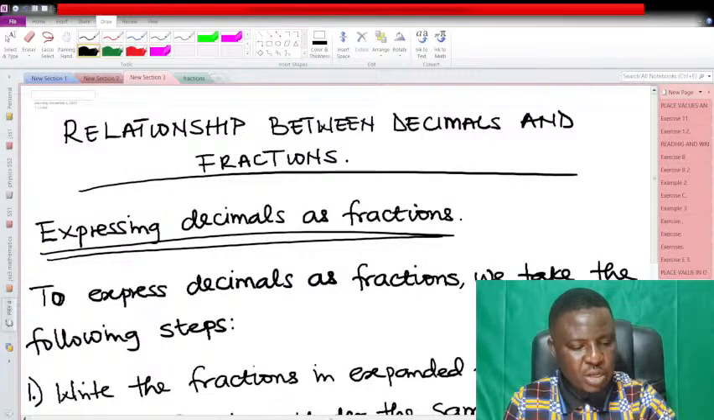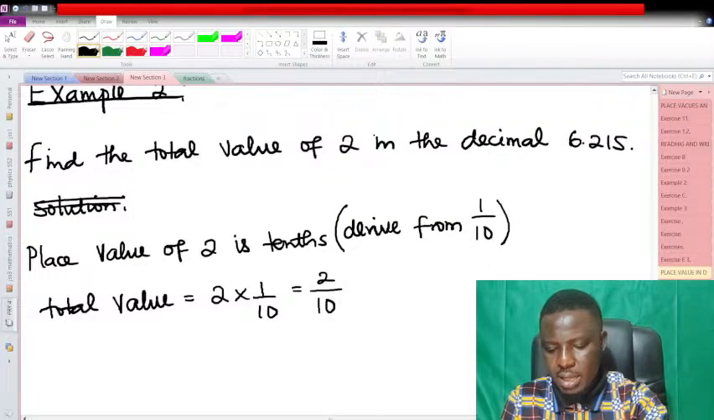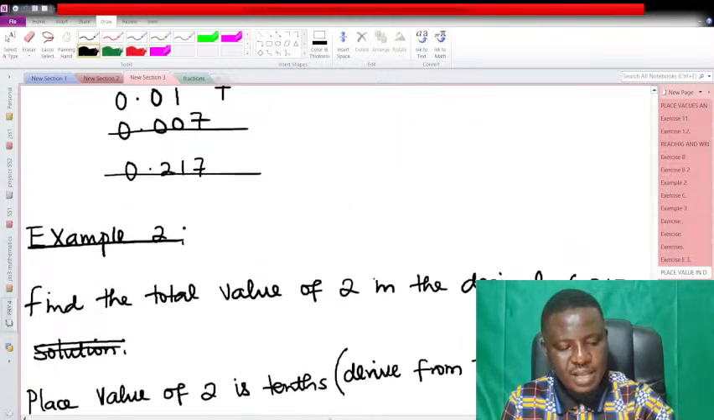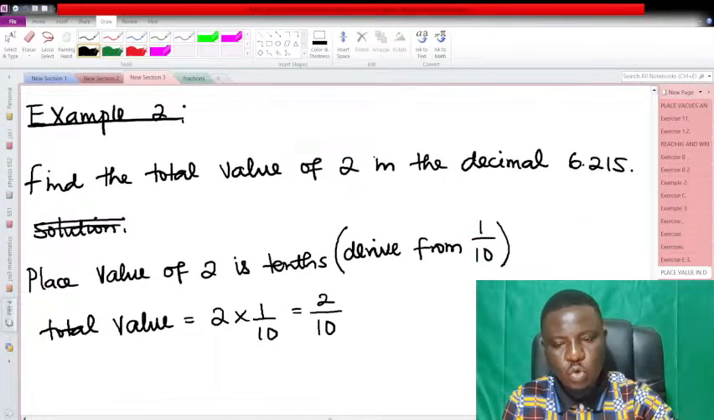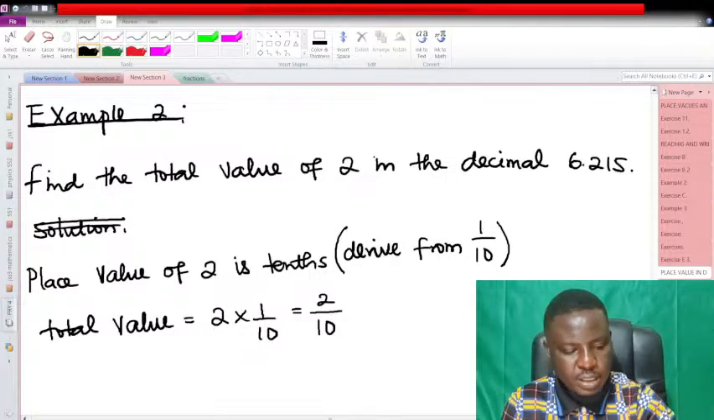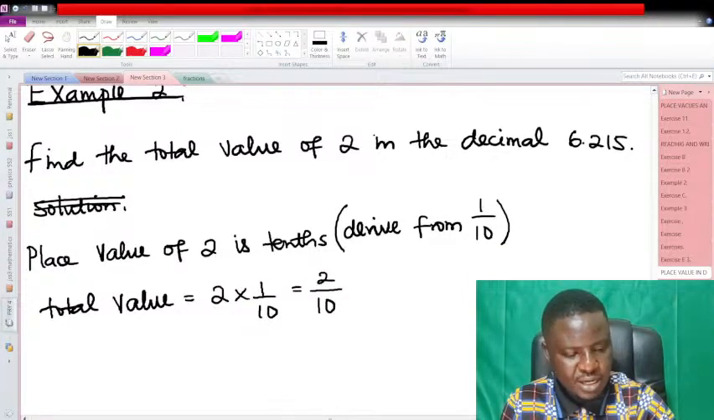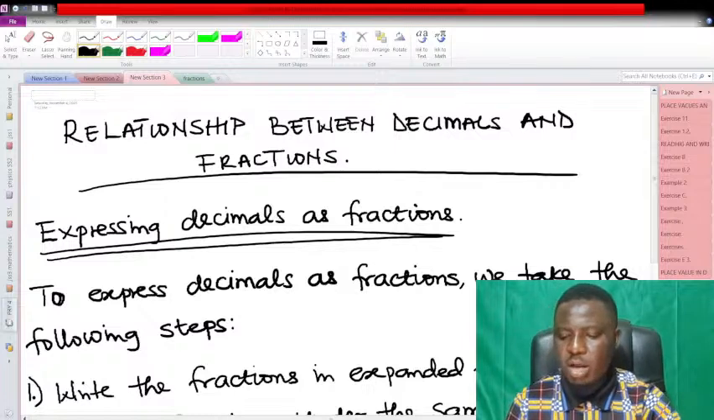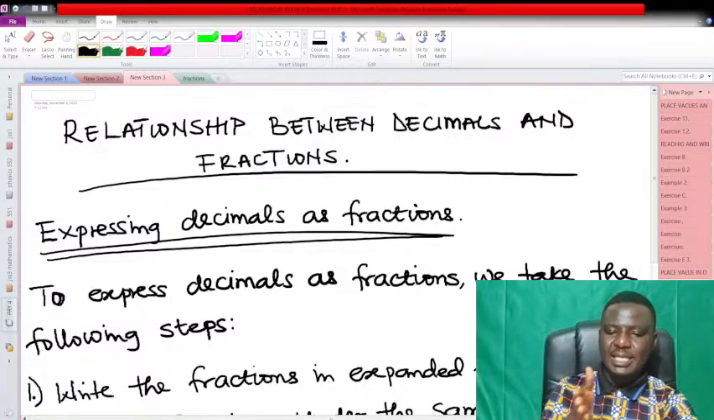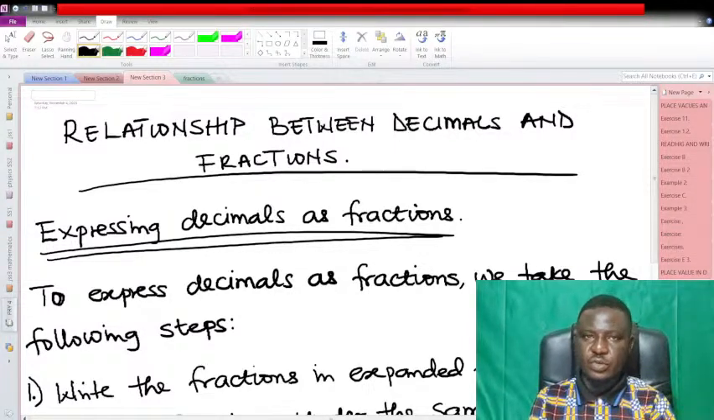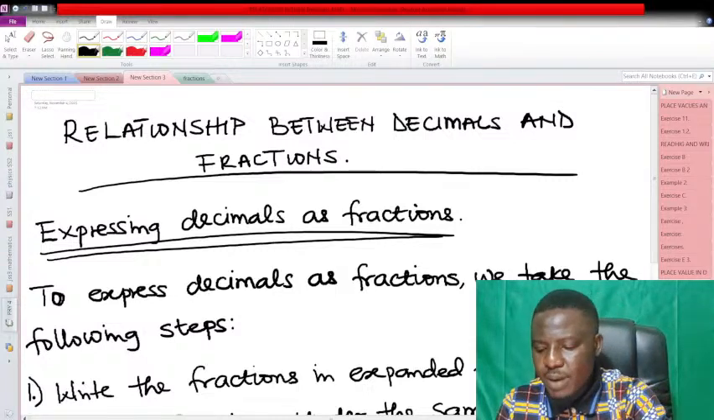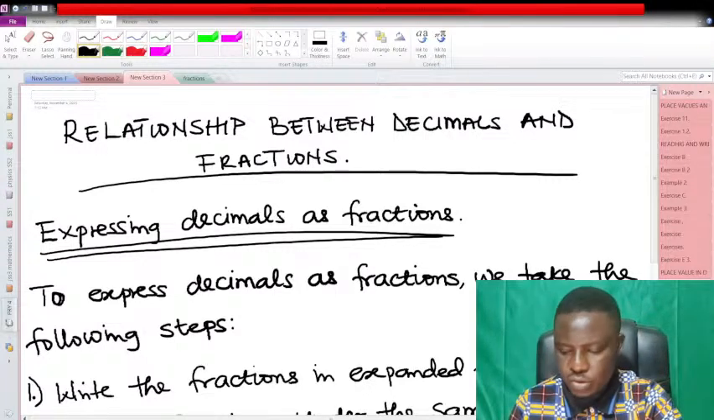So I shall give you exercises to solve on what I have explained in order for you to know the place values of each of the digits after the decimal point. Now let's look at the relationship between decimals and fractions. We shall start by expressing decimals as fractions.